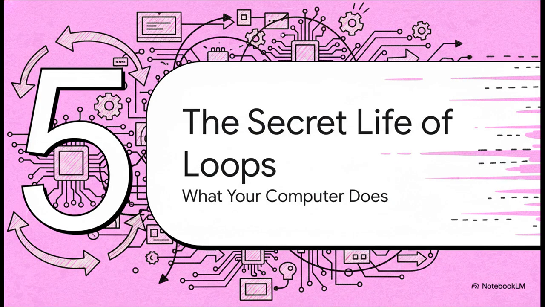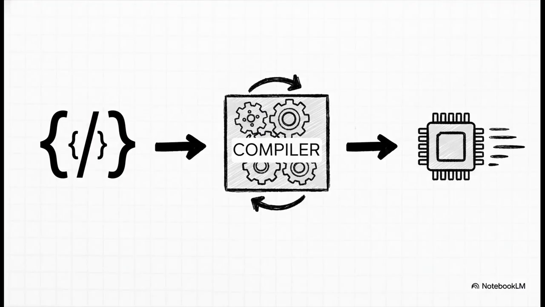Okay, now for the really mind-bending part. That simple little for loop or while loop that a programmer types out, that's just the tip of the iceberg. Under the hood, your computer is doing an insane amount of work to make that loop run as fast as humanly possible. The secret sauce here is something called a compiler. You can think of a compiler as an expert translator that takes the code that a human can read and turns it into the raw ones and zeros that a processor actually understands.